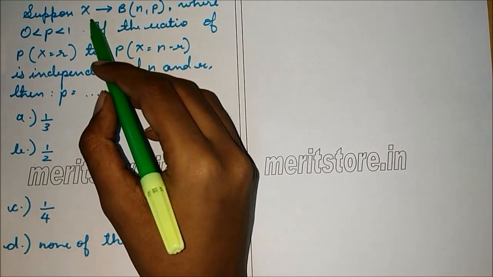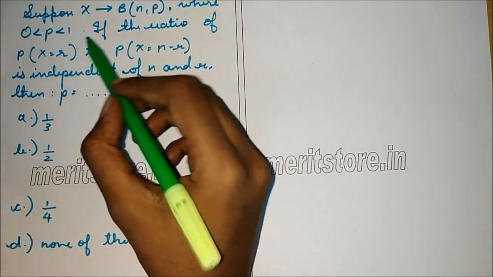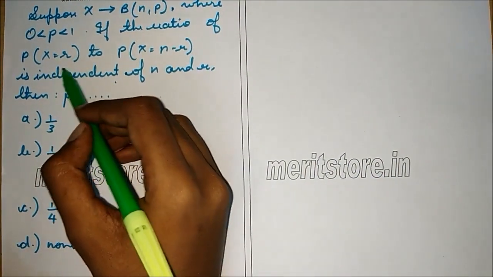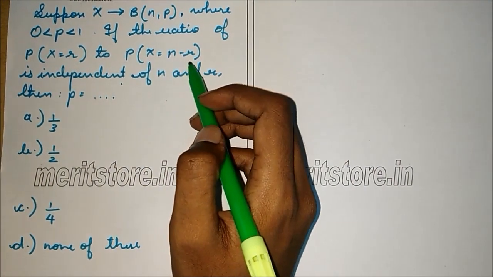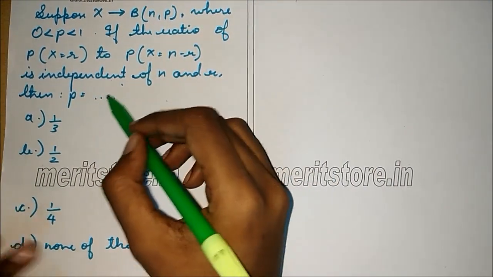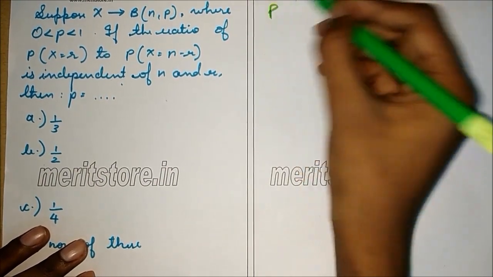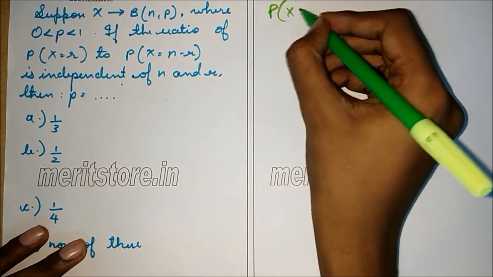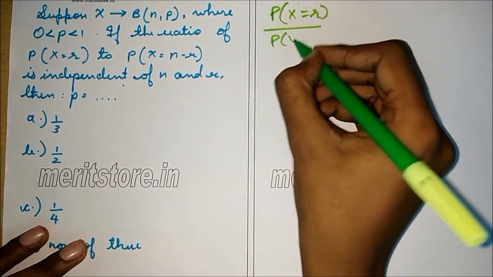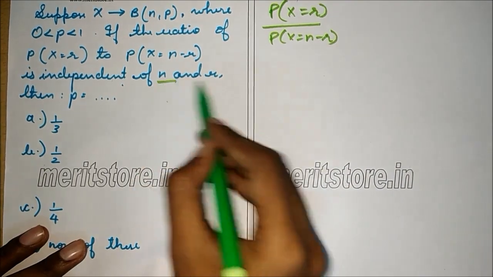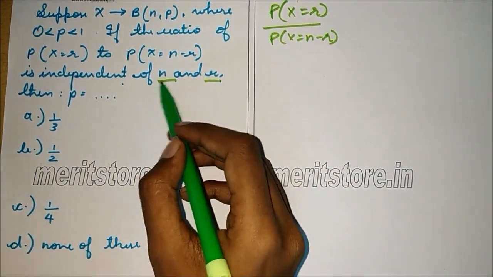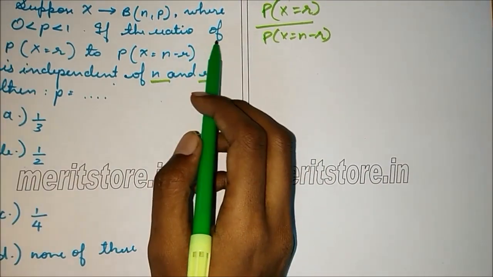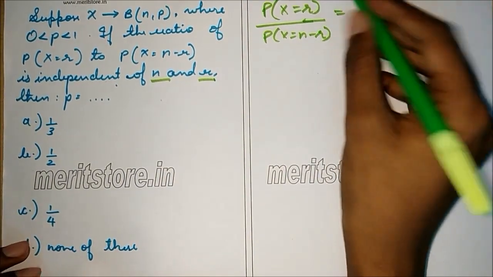Next question is, suppose X belongs to binomial (n, p) where 0 is less than p is less than 1. The ratio P(X = r) to P(X = n minus r) is independent of n and r. Then the value of p is what? So we are given that the ratio P(X = r) upon P(X = n minus r) is independent of n and r. This means whatever the value of n and r, the ratio will remain constant. So let us apply the formula.